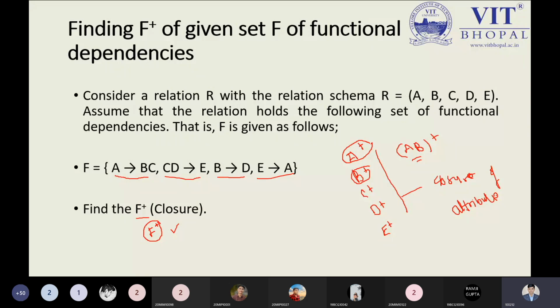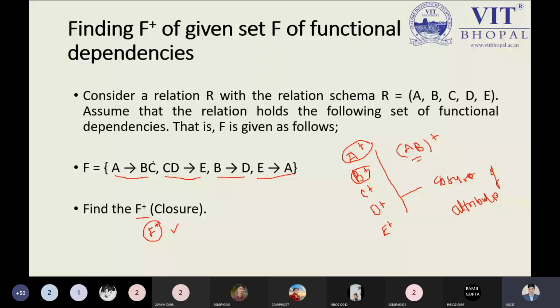Now, is the question clear? Yes, sir. Okay, so from this point, if you need to calculate F plus, this F plus will contain the list of the functional dependencies. It will not contain the list of the attributes. It will contain the list of the functional dependencies as the outcome. So by using this given F, you are required to solve this problem.